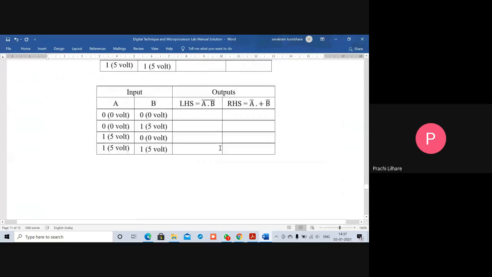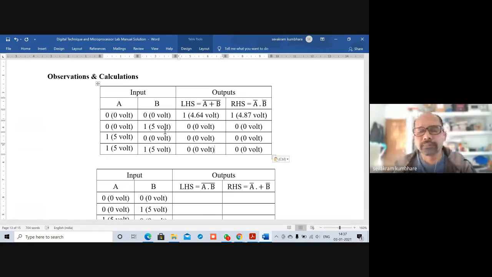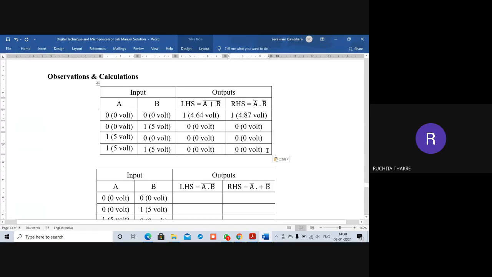Fine. So if you observe this, in the NOR gate, what can we say about the truth table? The truth table is 0 0 1, 0 1 0, 1 0 0, 1 1 0. Hence the NOR truth table is also verified. And also if you observe this as well as this, LHS is equal to RHS. Is it true or not? True. True, sir.